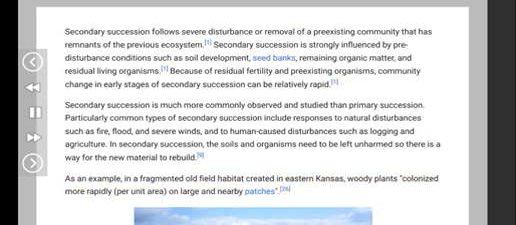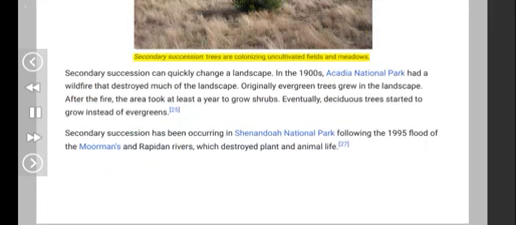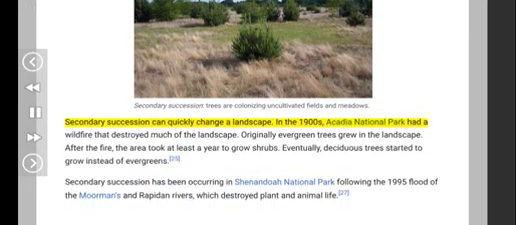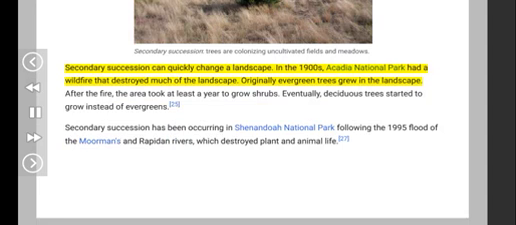Secondary succession, trees are colonizing uncultivated fields and meadows. Secondary succession can quickly change a landscape. In the 1900s, Acadia National Park had a wildfire that destroyed much of the landscape. Originally evergreen trees grew in the landscape. After the fire, the area took at least a year to grow shrubs. Eventually, deciduous trees started to grow instead of evergreens.